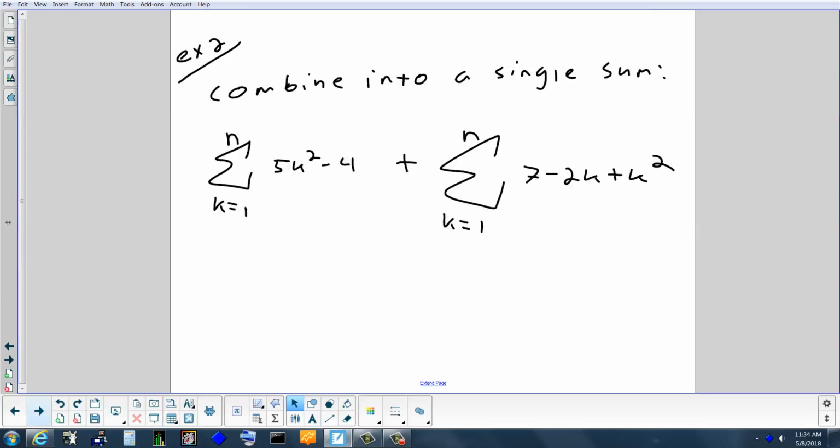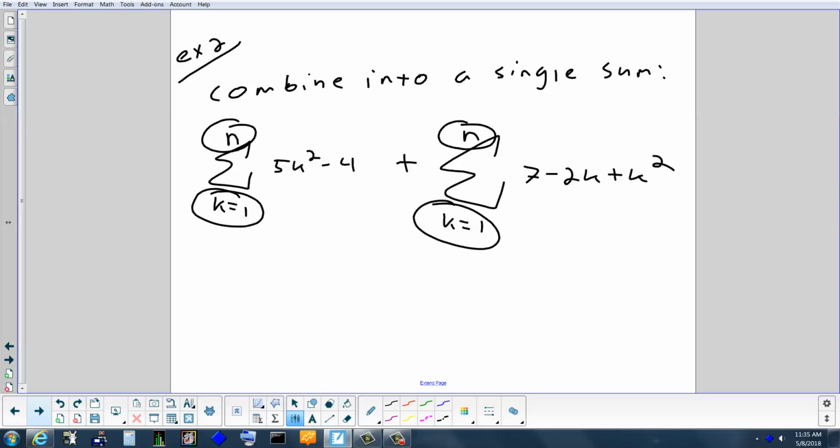All right, so here's an actual problem. The first thing to look for, if you want to take 2 different sigmas and combine them into one, they have to start at the same spot. They have to end at the same spot. I'll never give you ones that don't. In calculus, you do. You have some that don't start and end at the same spot, so you have to fix that first. But here, they start at 1, they end at n.